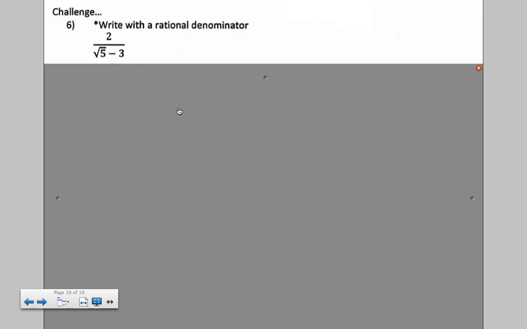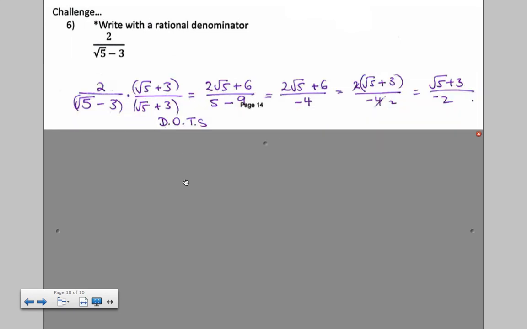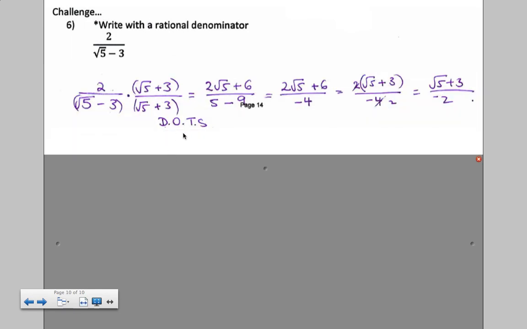Okay, so for this you had to think back to the difference of two squares. If you remember, the difference of two squares happens when you multiply a sum by a difference. So if I multiply this by the same term but with a plus instead, I end up squaring both of the terms. If you're not sure about this, multiply those two out in detail and you will get this. So that gets rid of the surd.